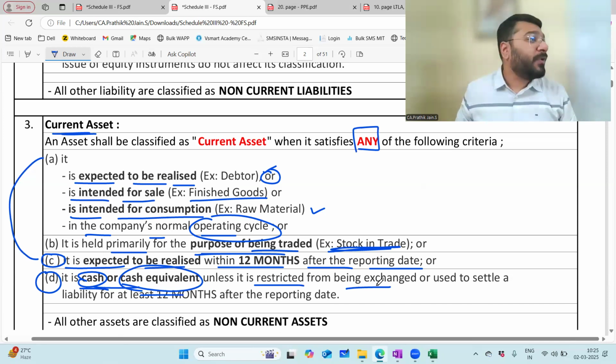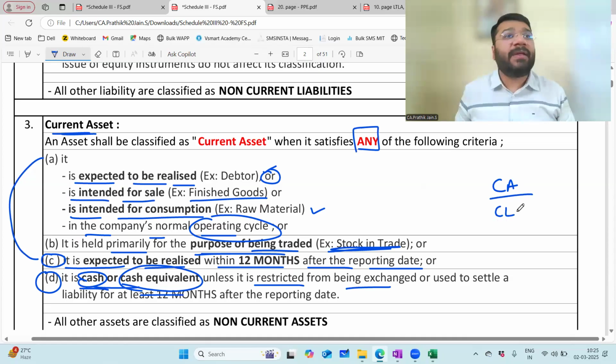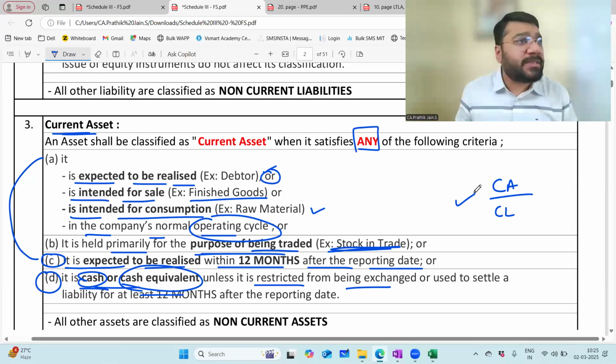What is the formula for current ratio? Current asset by current liability. All the 12th students, whether you are a matric student or a CBSE student, current ratio was there. The first ratio that we discussed. Current asset by current liability. What is the purpose of that ratio?